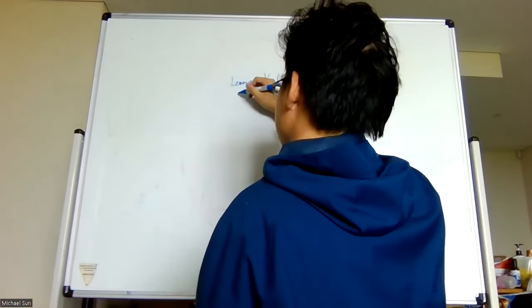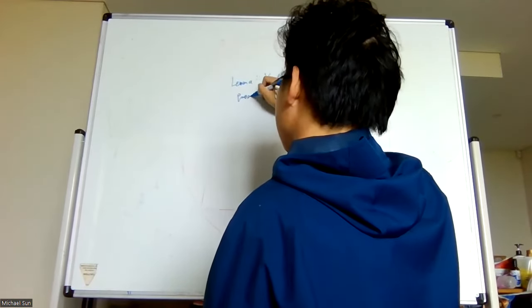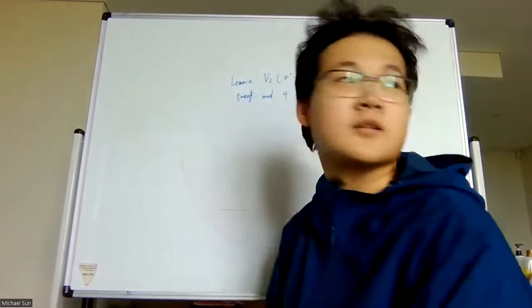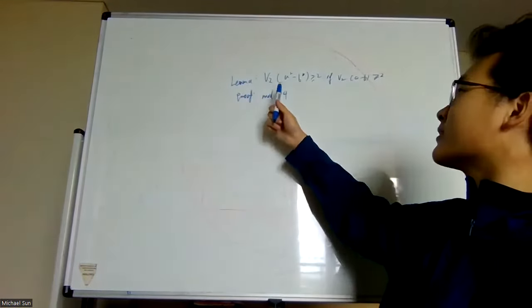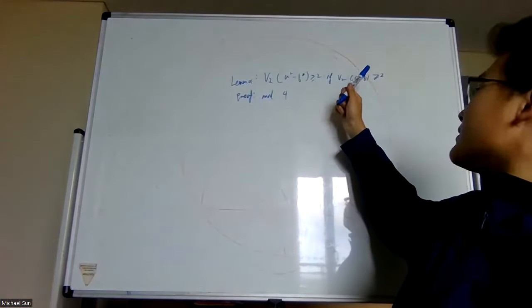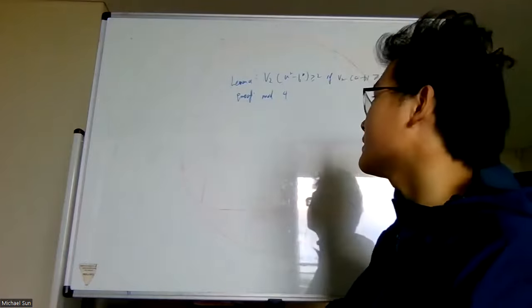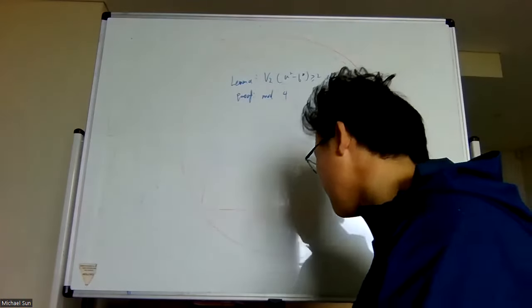Wait, this is true. 1, 4. Can we see why this is true? Because if these two are modularly equal under mod 4, then when you raise them to any power, it's still going to be the same modulo 4.